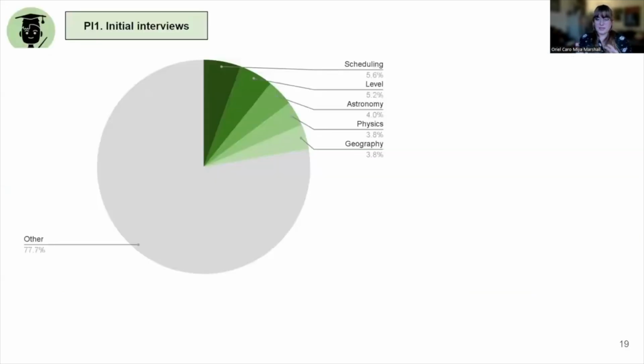So we asked them about these topics and what their thoughts were about bringing these into the classroom. The top 5 topics discussed by the teachers were scheduling and the level. Scheduling being practical matters about the timing in the lesson and their timing within the school structure. And the level here refers to presenting the materials at an appropriate level for the audience they're going to be taught to. And then some more broader topics such as astronomy, physics, and geography.